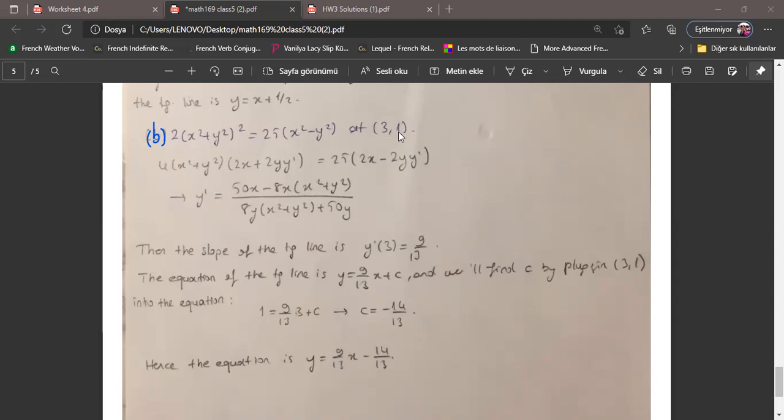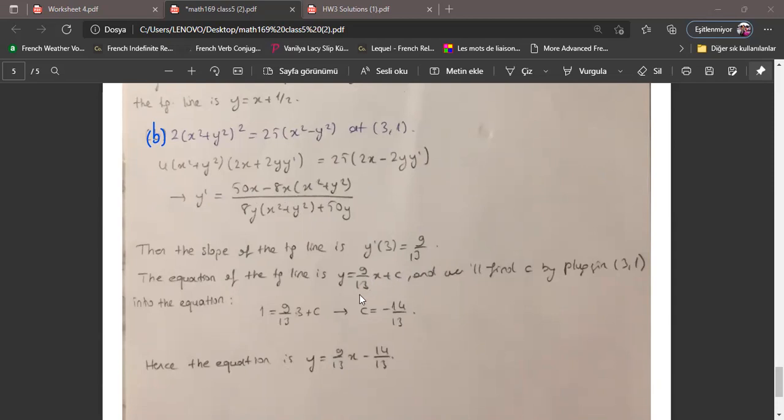At that point, we need to first find the slope of the tangent line. So we plug in x equals 3 and y equals 1, and you see we have 9 over 13, which is the slope of the tangent line. So this is the general form of the tangent line equation, or of any line equation.